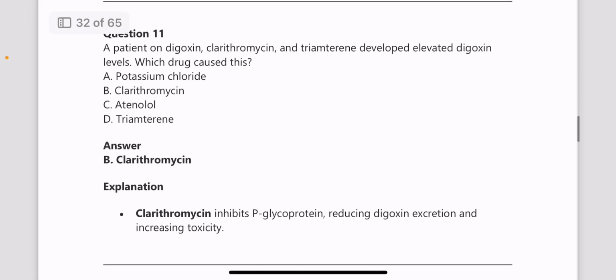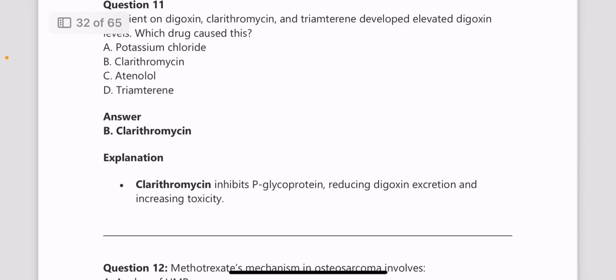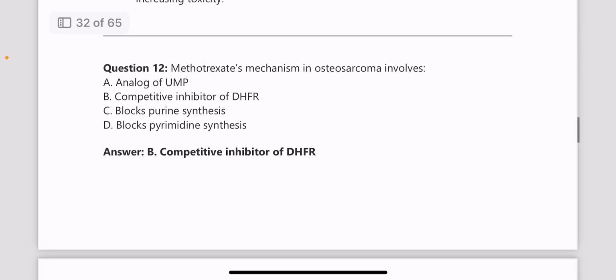Next question, a patient on digoxin, clarithromycin, and triamterene developed elevated digoxin levels. Which drug caused this? Answer is clarithromycin, because clarithromycin inhibits the P-glycoprotein, reducing the digoxin excretion and increasing its toxicity.